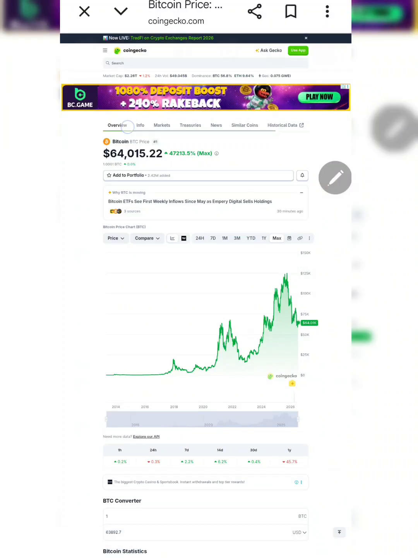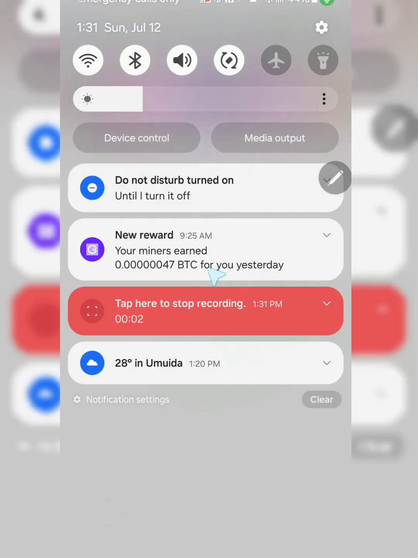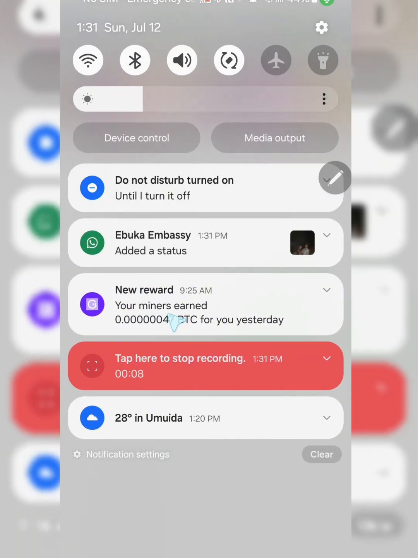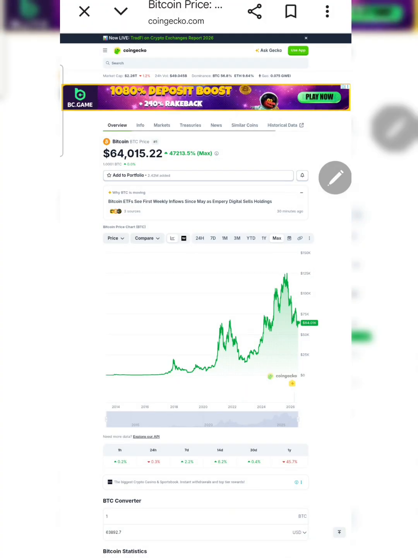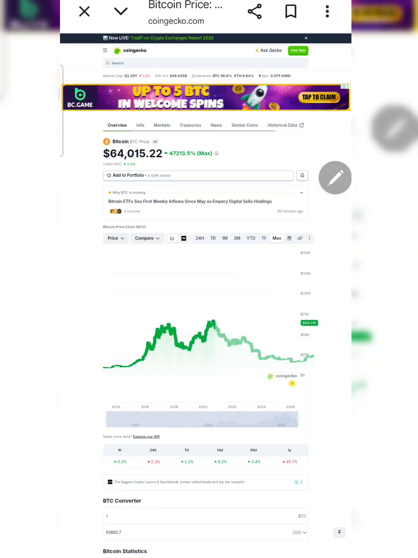Okay guys, so let me show you the notification that I got just right now. You can see over here, this notification says that I have received Bitcoin. It says your miner earned 47 Satoshi BTC for you yesterday. Now, if you are not mining Bitcoin completely free using just your smartphone or your laptop, then I'm sorry to say it, but you are already left behind.